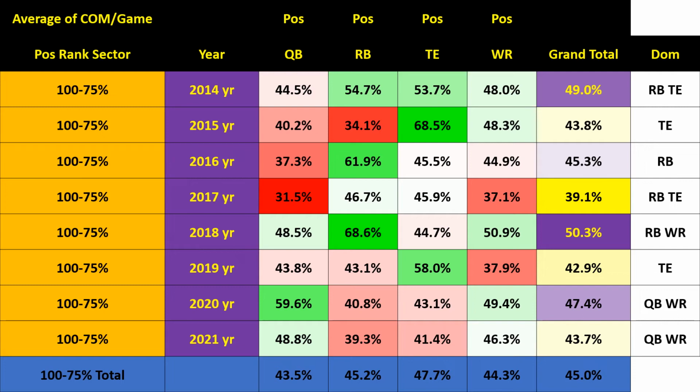Tight ends have been pretty good, but then they have variation. The last 2 years have been really the worst in the last 8, so we've been seeing a decline. WRs have been fairly flat, but the last couple years, it is what it is. So the dominant positions from 2014 to 2021: last year, quarterback and wide receiver. The year before, quarterback, wide receiver.